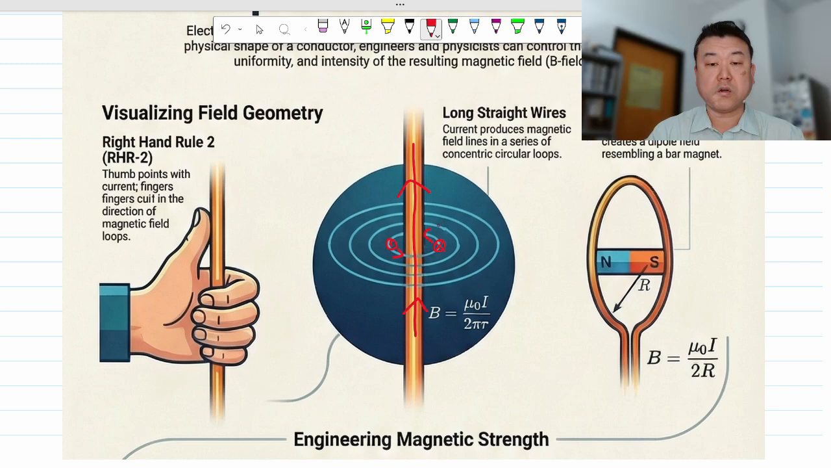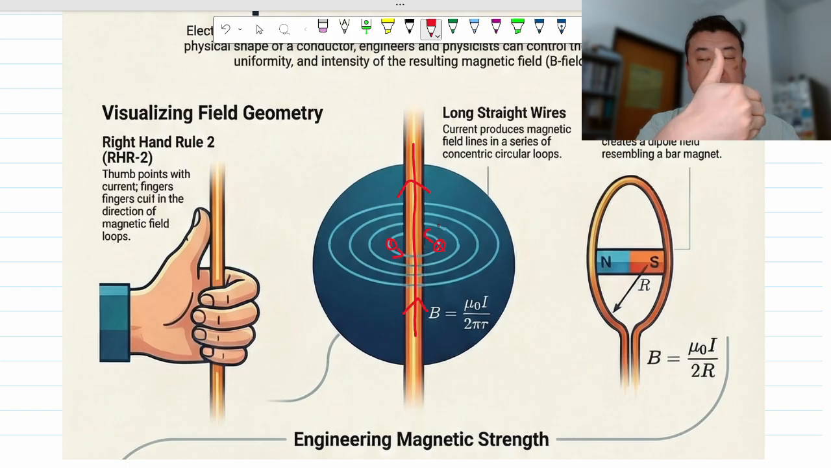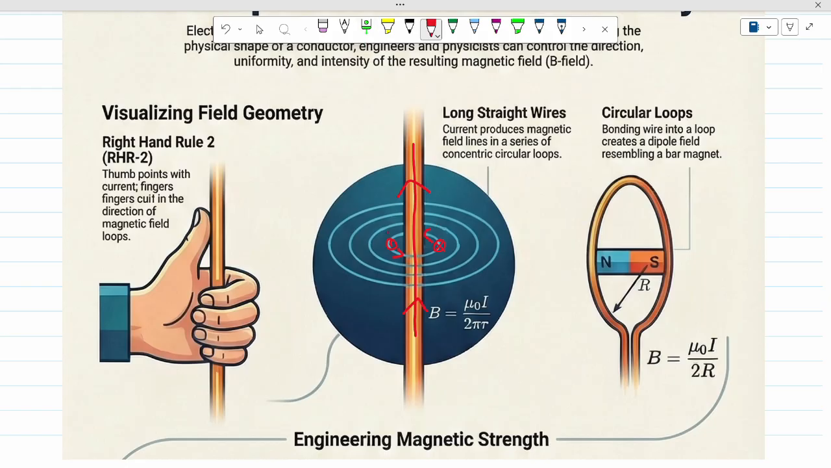So if you imagine your right hand, thumb pointed up, then as your fingers curl around, on the right side of that straight wire, it's pointing into the screen, curl around, and on the left side, it's pointing out of the screen. And we imagine those magnetic fields as concentric circles. Direction-wise, they are all kind of pointing in the same circular direction. Now, we refer to this as the shortcut right-hand rule.